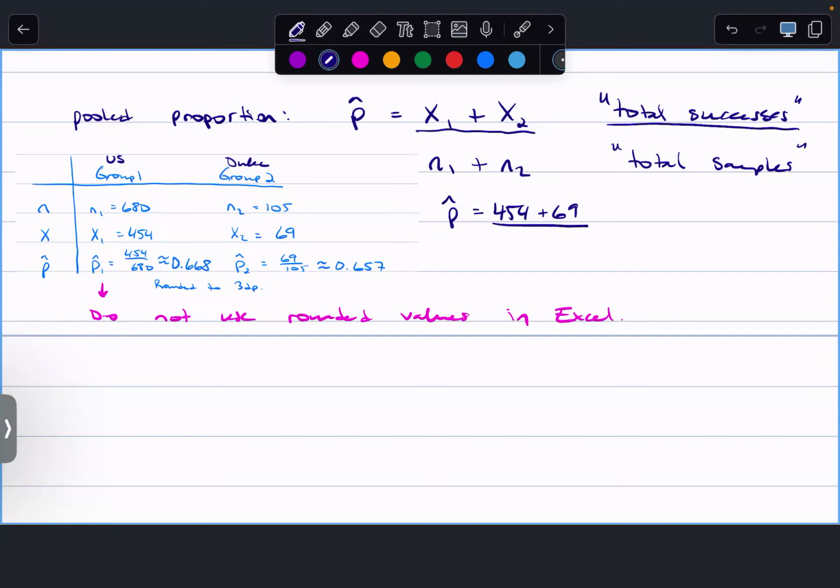Over my sample sizes, which is 680 plus 105, right? So it'll be weighted more towards P1 hat, but taking into account P2 hat as well, and that's okay.